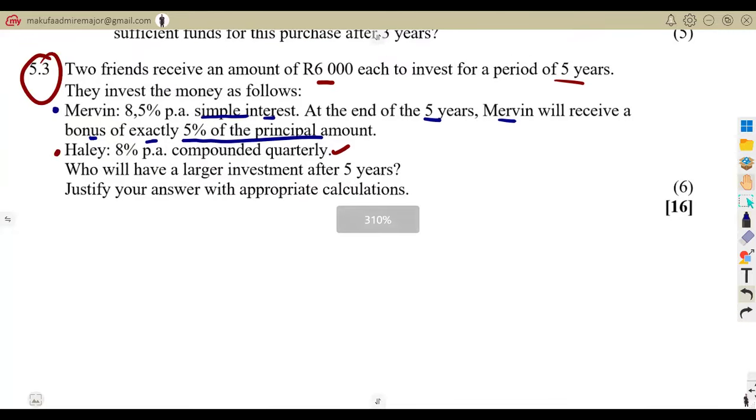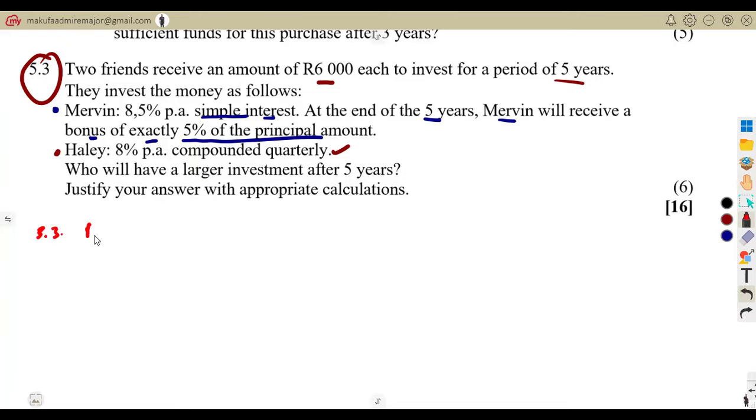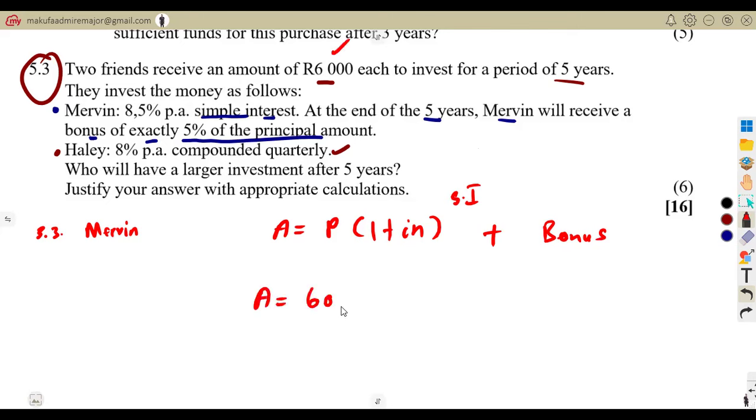So what can we do, guys? Let's start with Mevin. What is it that we have on this guy called Mevin? If he has to invest at a simple interest, remember that the amount is equal to P into 1 plus in. That's a simple interest. But there's a bonus there, plus a bonus. So you have to add a bonus. So the principal is the same amount. They both invested 6,000, all right, into 1 plus the interest as a decimal, divided by 100. That's 0.085 times the number of years, 5 years.